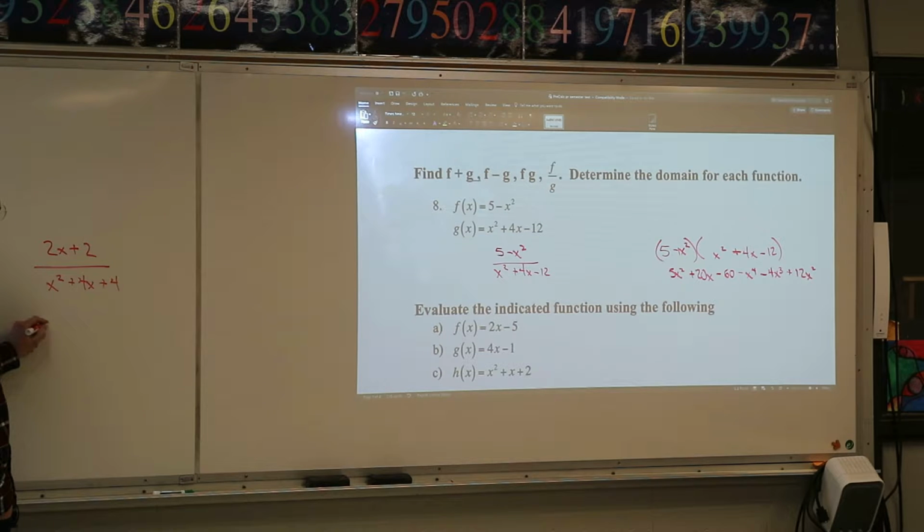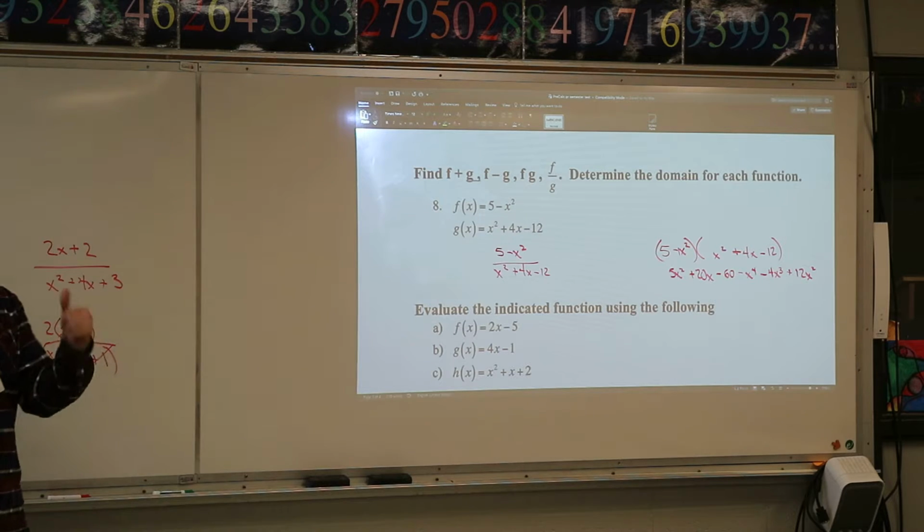On the top, I can factor out a 2. Let's make this a 3. So maybe on the bottom here, I can factor this apart. It's a trinomial. It's x and x, plus and plus, 3 and 1. Now I can cancel out the x plus 1s. You can do that, but I don't require you to go like long division or anything like that.